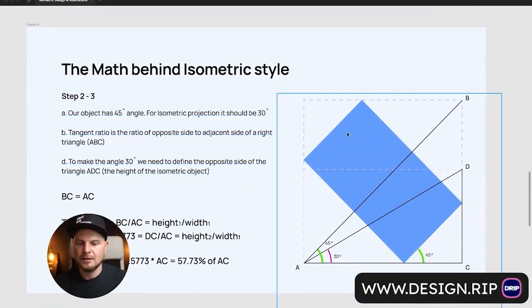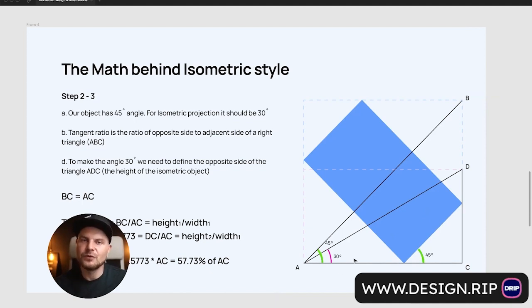Perfect. This is our square. This is our group that we created. If we put a diagonal line from A to B, we know that the square has a right angle, which is 90 degrees, and this angle is 45 degrees. And this is exactly the angle of the object that we put here, because we rotated it by 45 degrees. What should be different here? Of course, not 45 degrees, right? For isometric view, for isometric projection, this angle should be 30 degrees.